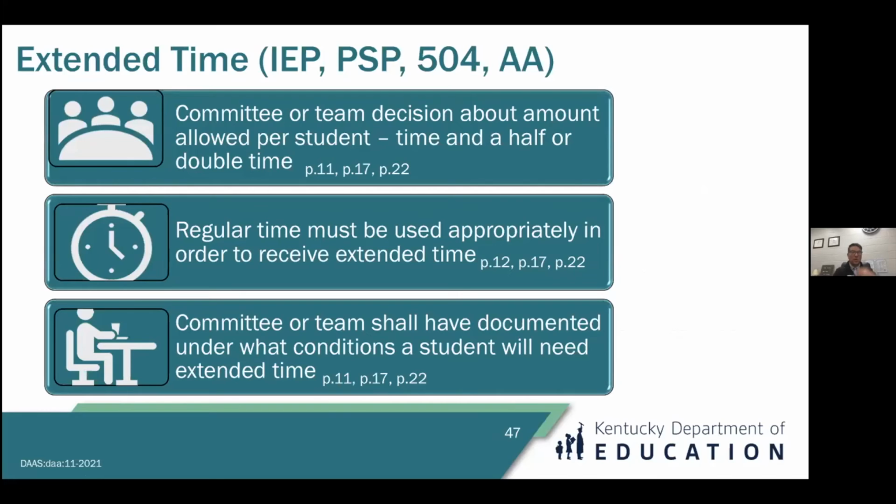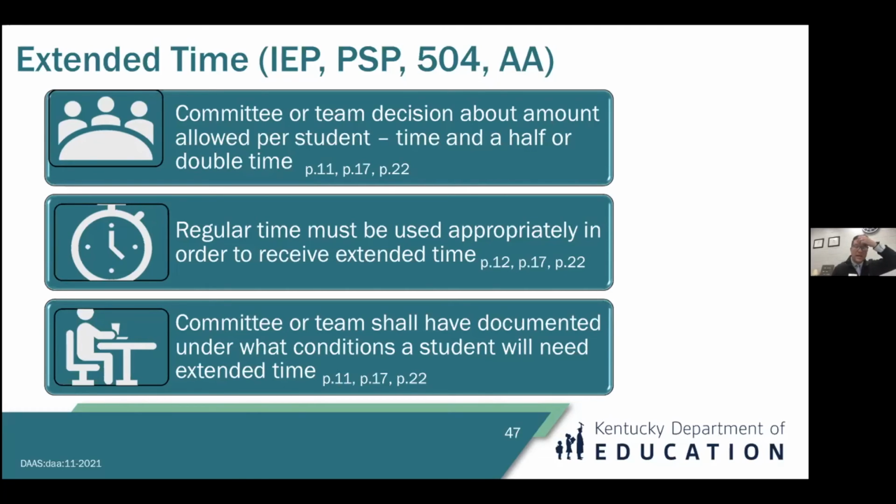Okay, here's one that lots of kids have on their IEPs, extended time. It's a committee or team decision about the amount allowed per student, time and a half or double time. Regular time must be used appropriately in order to receive extended time. So, you know, you're thinking about a student, if they have 55 minutes to take the assessment and they sit there and sleep the entire 55 minutes and then they want to use their extended time, you should be documenting that the student hasn't used the time appropriately, and you should contact the DAC.